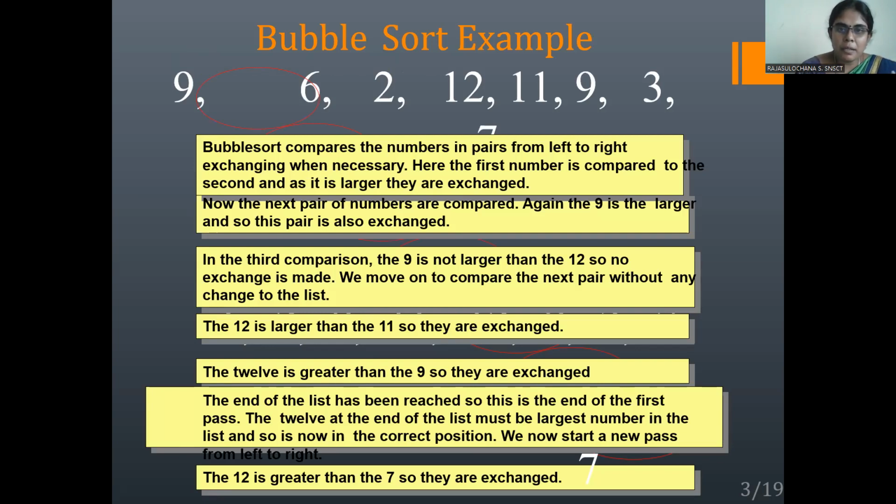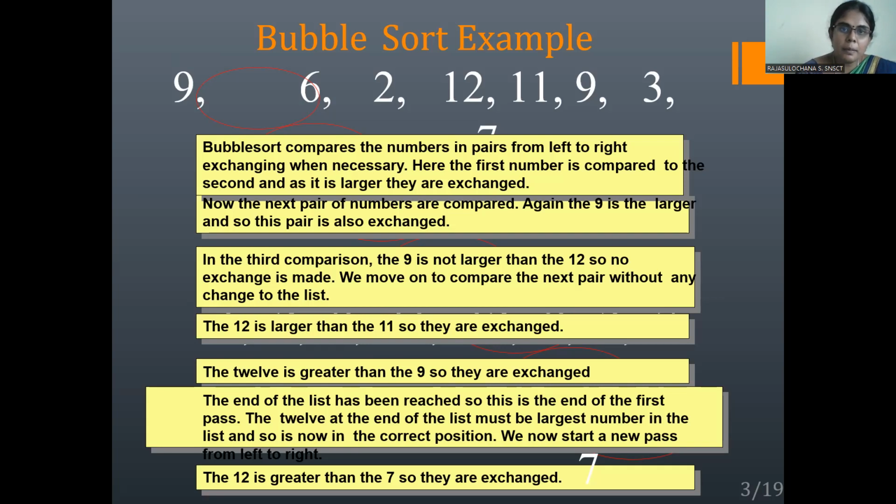It compares the numbers in pairs from left to right. Whenever a swap is required, an exchange takes place. The first number is compared with the second one. Look at the example: 9, 6, 2, 12, 11, 9, 3, 7. Here compare 9 with 6. Since 9 is larger than 6, 9 is swapped with 6. In the next comparison, 9 is compared with 2. Again, 9 will be swapped because 9 is greater than 2.